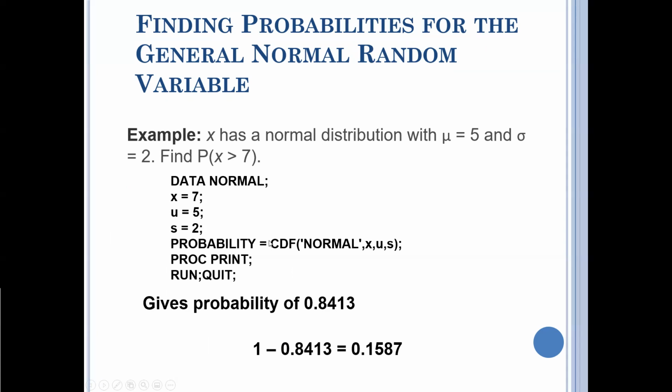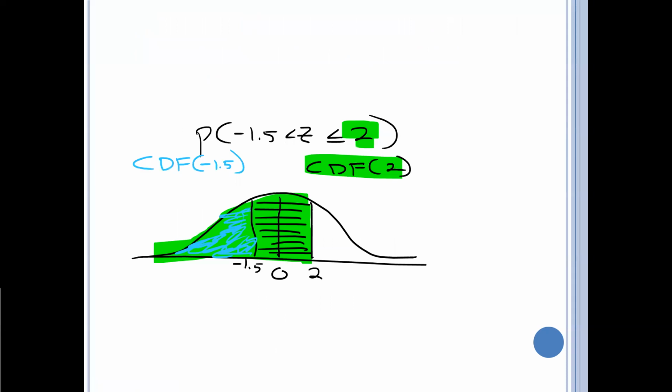Now, here's a little trick. If you go into your code and you put a 1 minus in front of the CDF, it will do the math for you. So you don't have to do this. It'll just spit out that answer for you. So you can always change the code and do it that way.